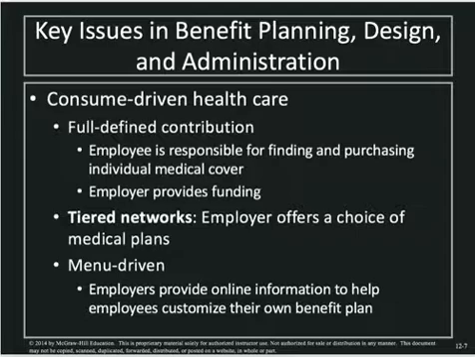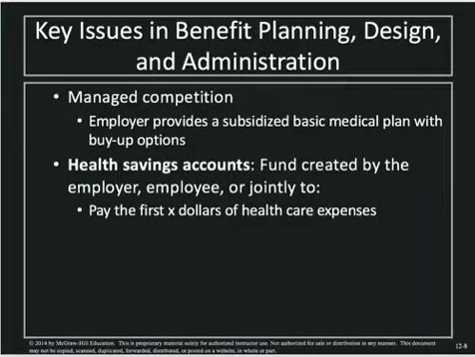Then you have a tiered network, where the employer offers employees a choice of medical plans, which include medical systems of varying costs. Then you have a menu-driven plan. This is when employers provide online information to help employees customize their own benefit plan by selecting copays, deductibles, and so on. Managed competition is where the employer provides a subsidized basic medical plan with buy-up options. And then we have our health savings account. That is a fund that is created by the employer, employee, or both, that is used to pay the first dollars of healthcare expenses.